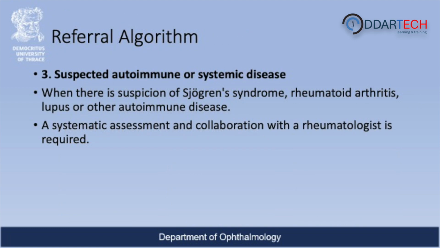As discussed in previous lectures, dry eye disease is often associated with autoimmune or systemic conditions. If there is suspicion of a systemic disease, referral to both a specialized ophthalmologist and a rheumatologist is recommended.